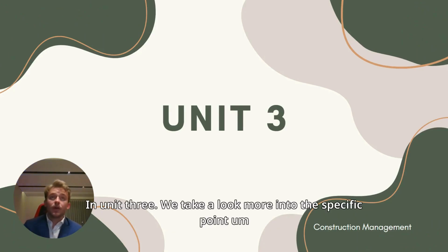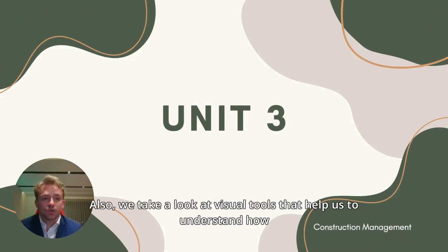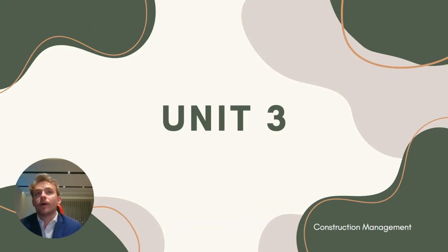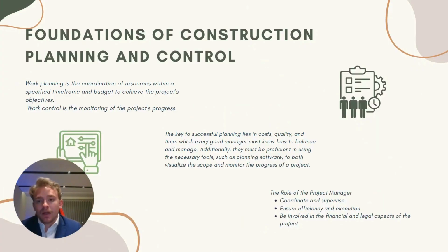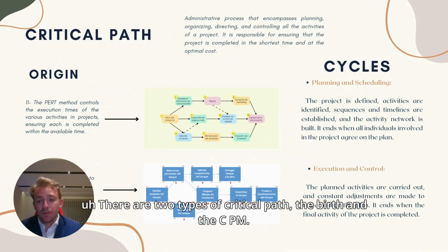In Unit 3, we take a look more into the specific part of the project, a more technical one. Also, we take a look at visual tools that help us understand how we must manage resources and times. We take a look at the critical path. There are two types of critical path, the PERT and the CPM one.